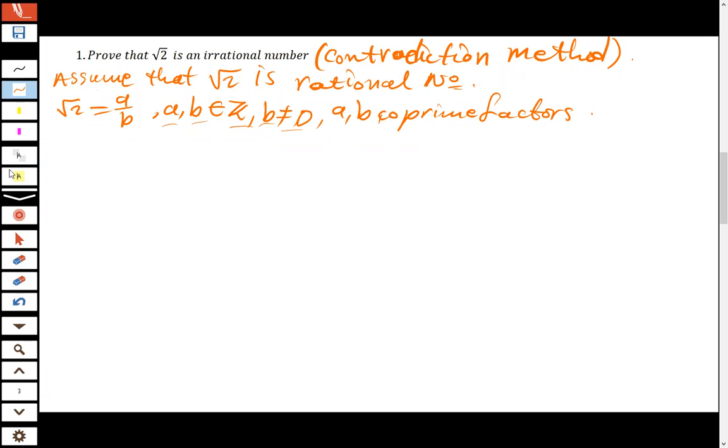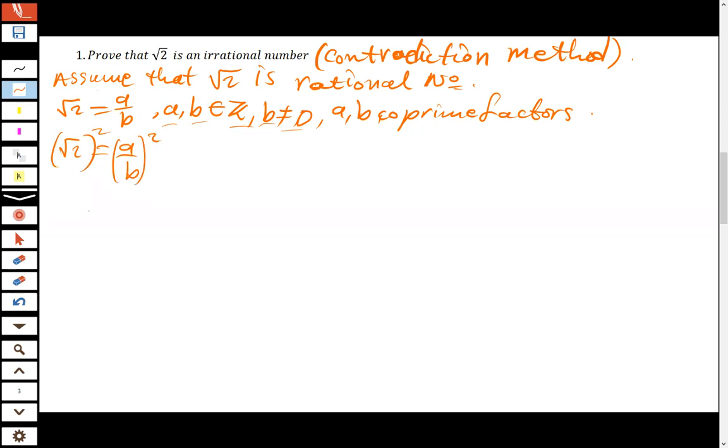All right, so from there, let us now try to see if truly this root 2 is a rational number. This is just an assumption, but let's use this assumption to prove. So what can we do from this step? We're going to raise both sides to the power 2 in order to get rid of this square root.